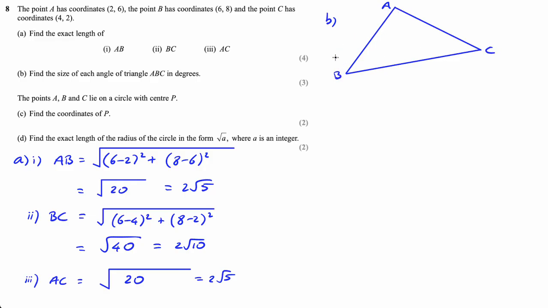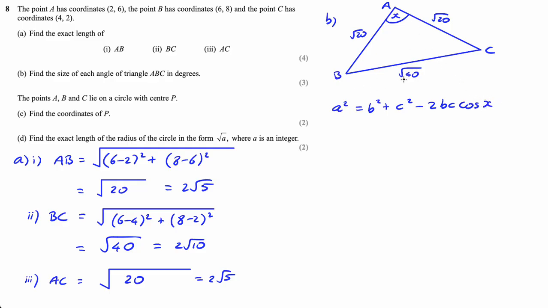So let's call this A, B, C. AB is root 20, AC is root 20, and BC is root 40. Now note, guys, these two angles are actually going to be the same because it's an isosceles triangle, so that's saving me a bit of work. But let's call this angle X. So now I can say root 40 squared. This is why it's nice to keep them as roots, guys. So this is my A squared, cosine rule. A squared equals B squared plus C squared minus 2BC cos A, which in this case we've called X.